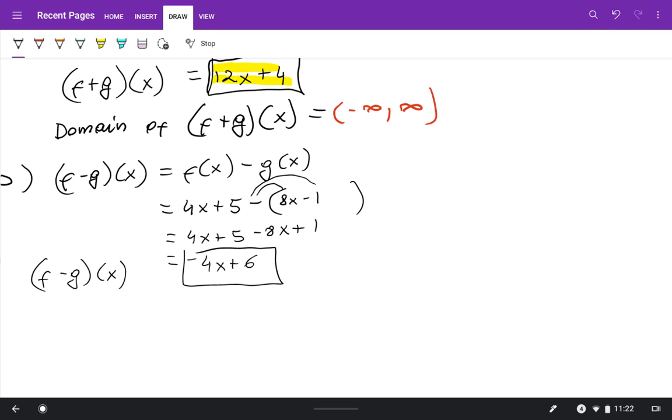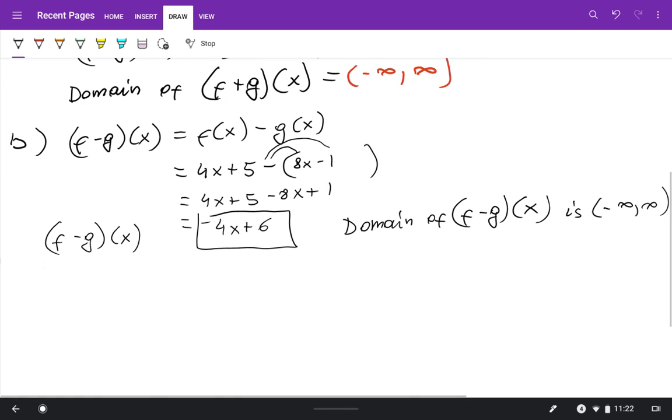And the same thing, they're asking you here to find the domain of f minus g of x. So since the difference is also a linear function, and we know that the domain of function f and the domain of function g is all real numbers, here you're also going to have all real numbers, which you can write as an interval from negative infinity to positive infinity.